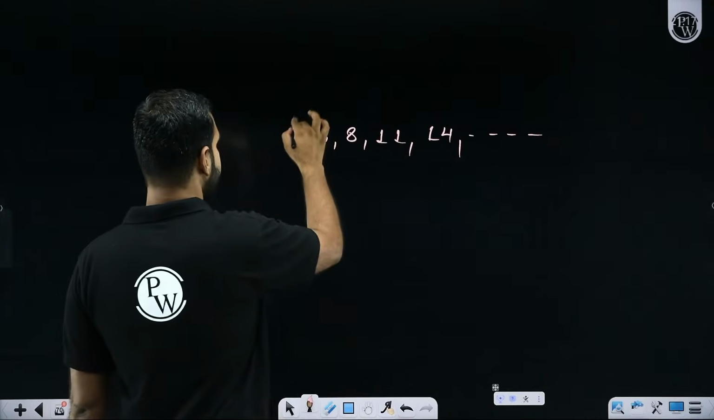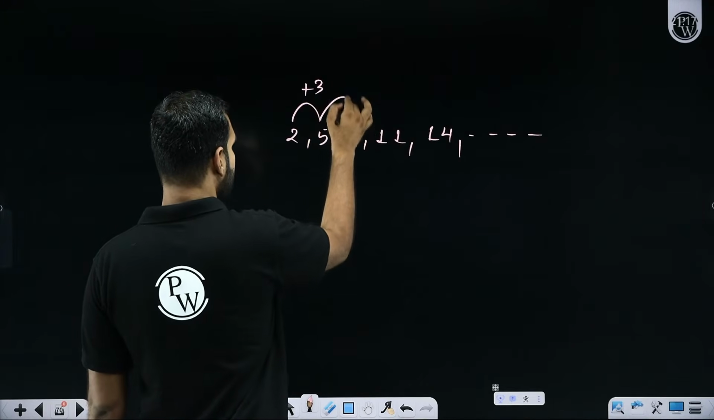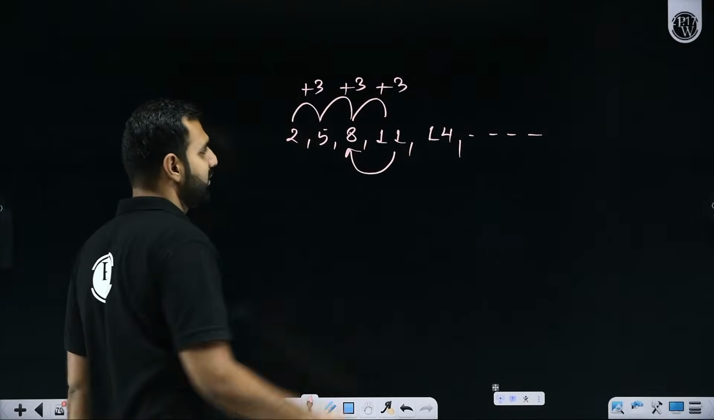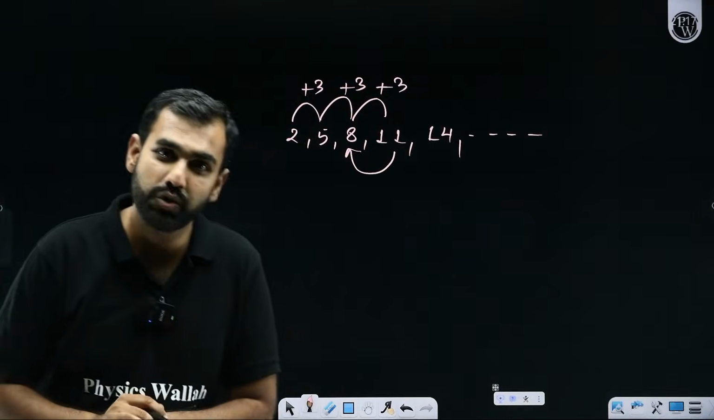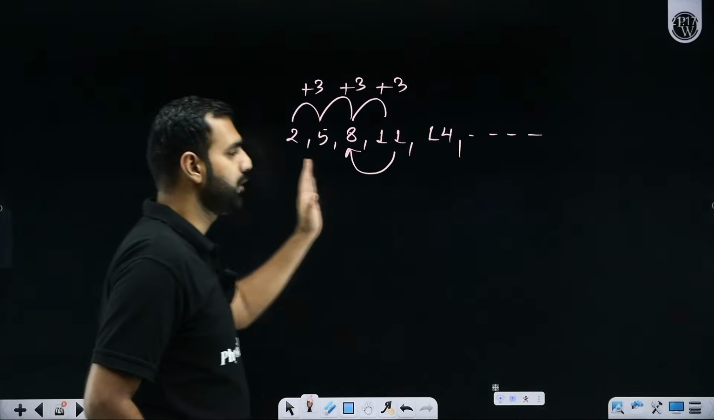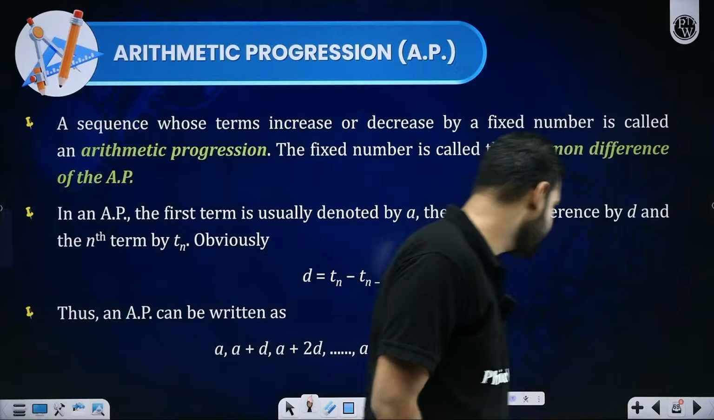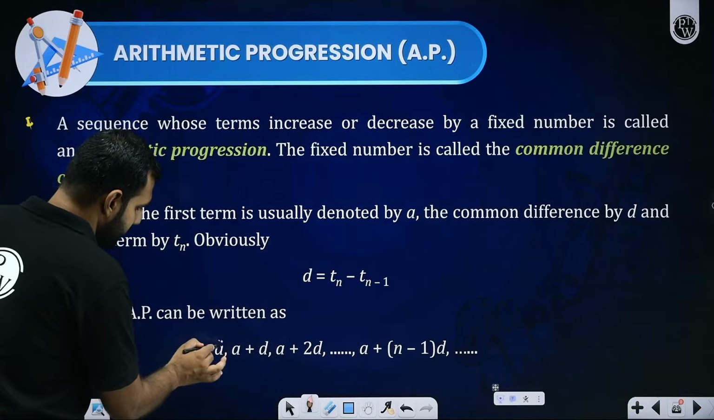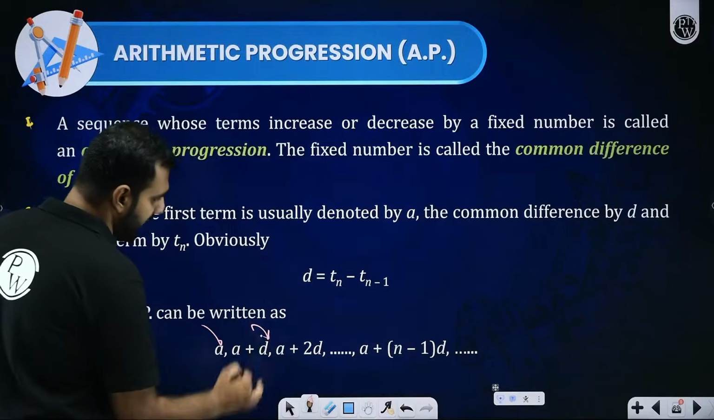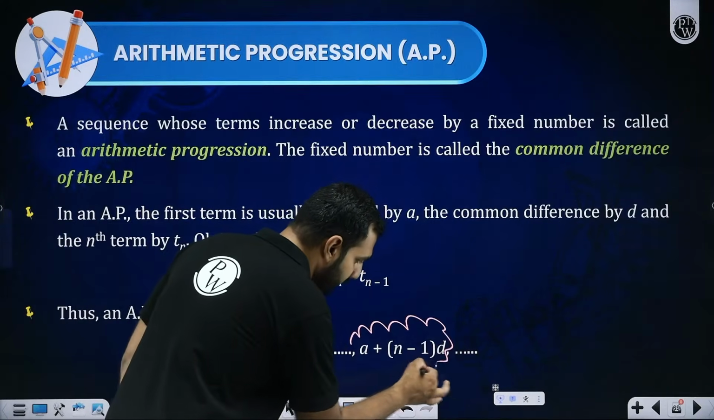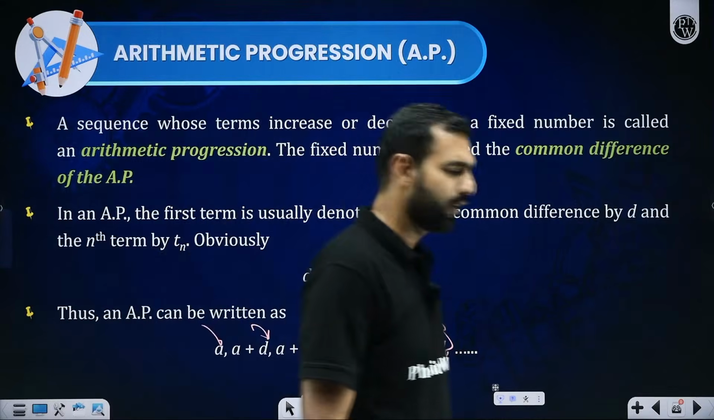So what I'm seeing is that each term has a fixed difference, which means a term minus its previous term is giving me a fixed number, which means this is said to be an arithmetic progression. Now, if I wish to generalize a few things, I hope you remember, the first term is given by A, common difference is given by D. In that case, the nth term is always given by A plus n minus 1 D. Do you remember that result?